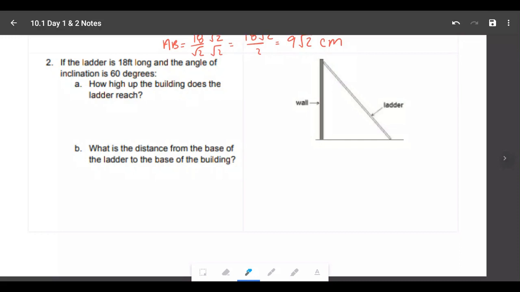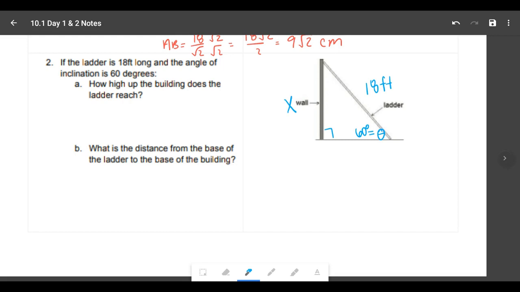Okay, so for problem number 2, again, we are given another right triangle. And the problem is telling me the ladder is 18 feet long, so let's go ahead and label that. And our angle of inclination, so that's going to be our angle down here, is 60 degrees. And the problem is asking me in part A, how high up the ladder reaches the wall. So let's go ahead and call that side X.